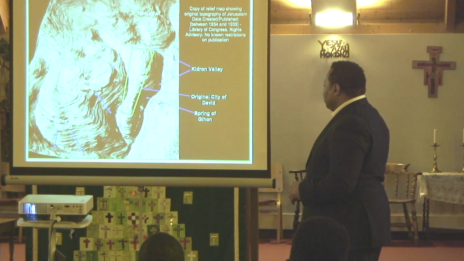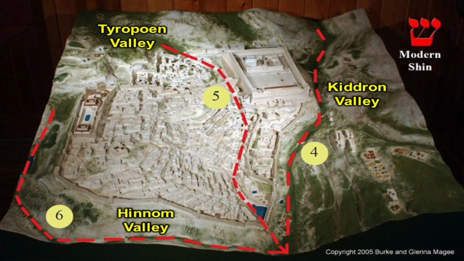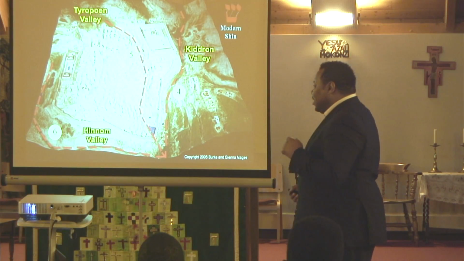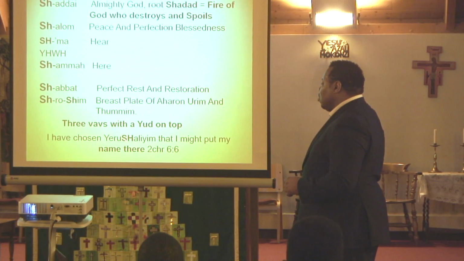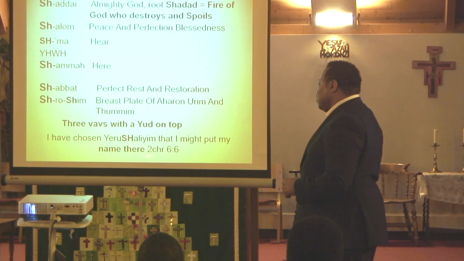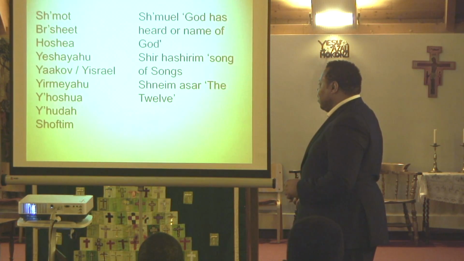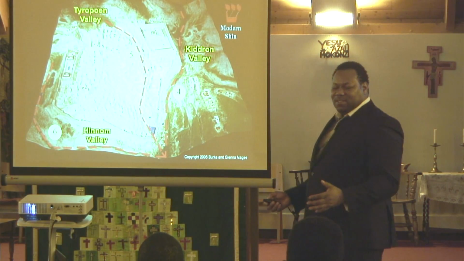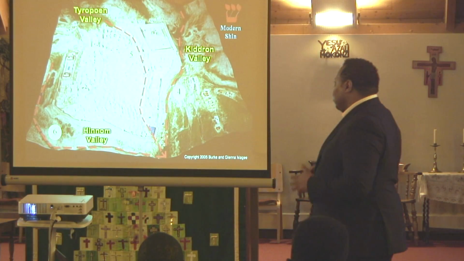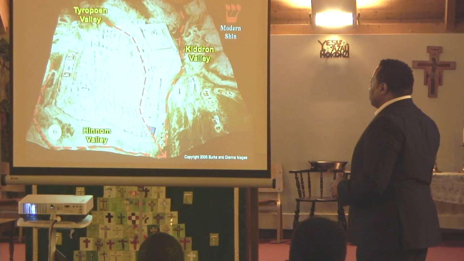This is the Kidron Valley. This is where the City of David is. We have the Kidron Valley, the Tyropoeon Valley, and the Valley of Hinnom forming a perfect Shin right around and right through the city of Jerusalem. Literally fulfilling what Father said here, I have chosen Yerushalayim to put my name there. The whole city is formed, built on one huge Shin.